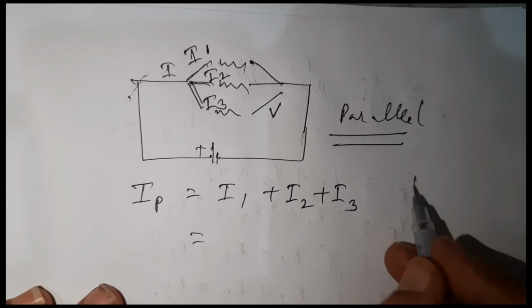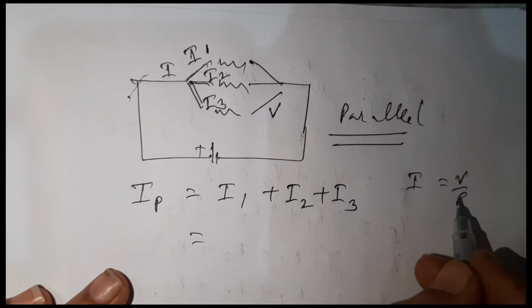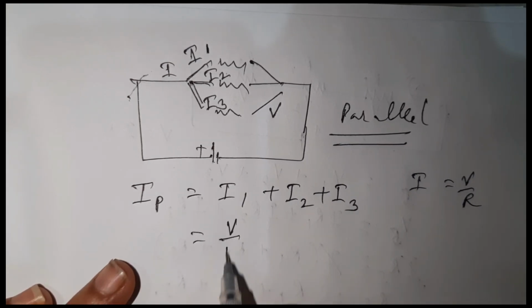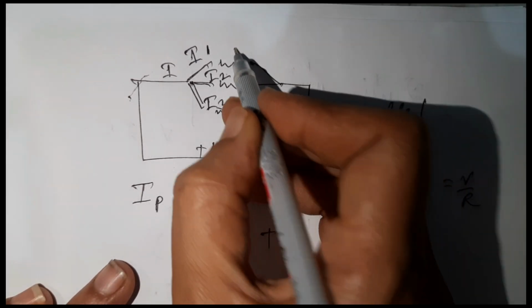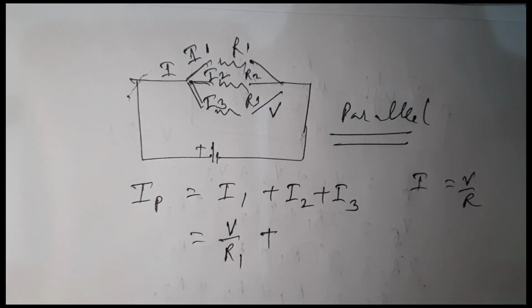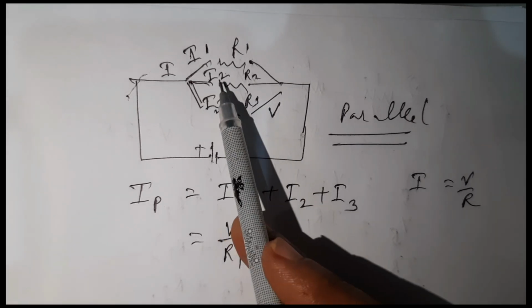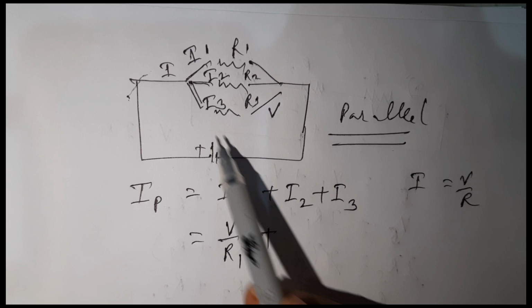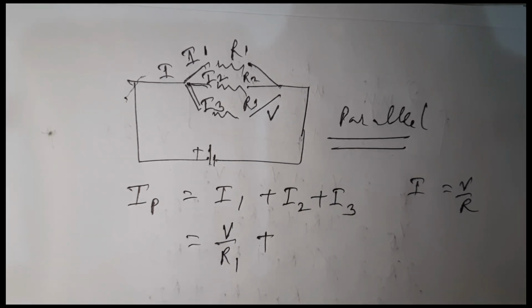Now I is equal to V upon R as per Ohm's law, so we'll replace I1 as V upon R1. Here the resistors are R1, R2, R3. The same way you need to write the statement here: let current I be flowing through the parallel combination, so it will split as I1, I2, I3, having the resistors R1, R2 and R3. After that statement, we'll start the derivation.